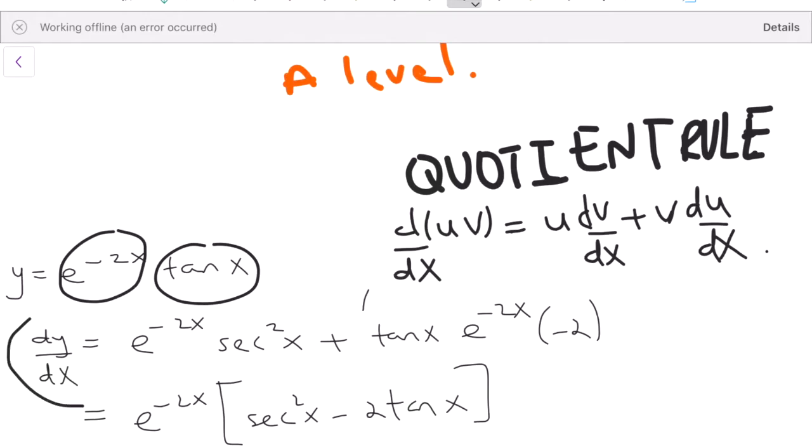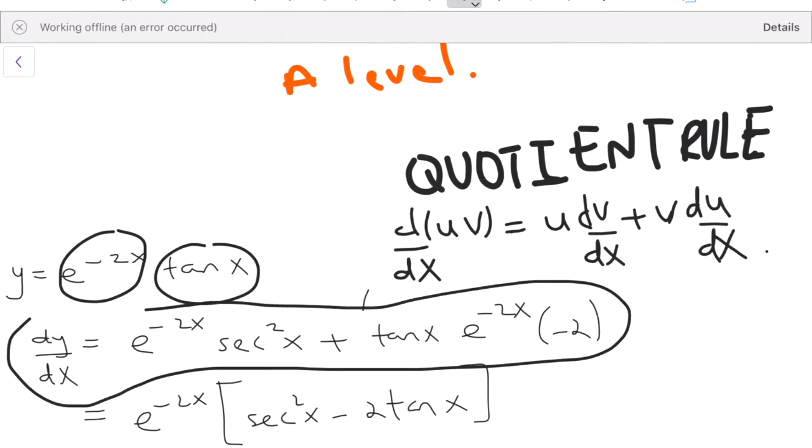So dy by dx equals e to the minus 2x, so u, times dv by dx, which is d tan of x by dx, which comes out to sec squared of x. And then you need to add v, which is tan of x, times e to the minus 2x times minus 2, because it's an exponential. Right? So this simplifies out to this.